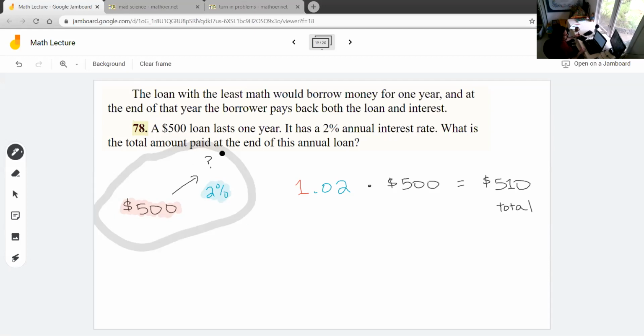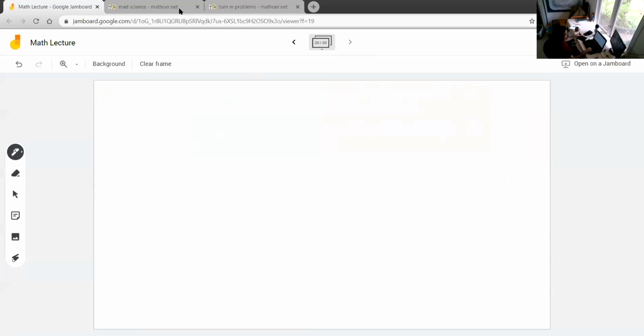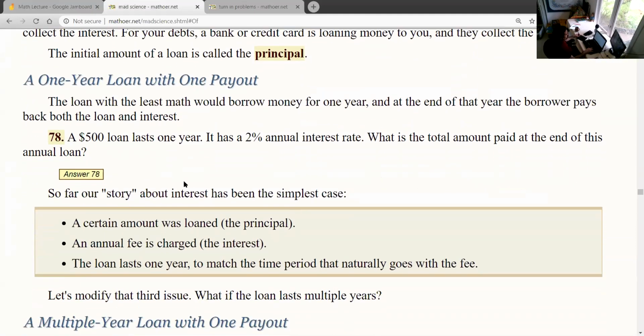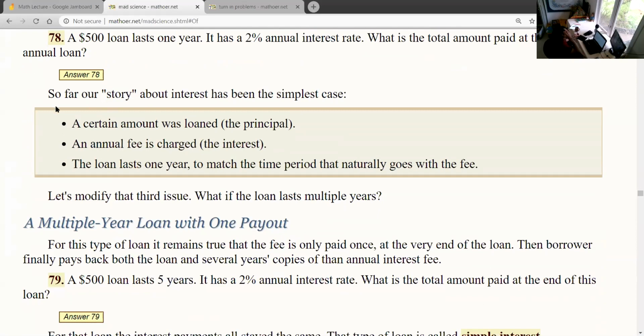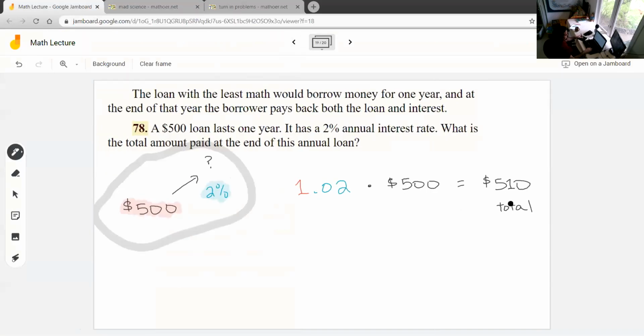So at this point, interest has nothing new. We've just been doing these. So there was a certain amount loaned, the principal. There was a fee, the interest, and it's designed that the fee goes with a 1-year time frame. At the end of 1 year, you pay back 510, not just 500. Is that right?